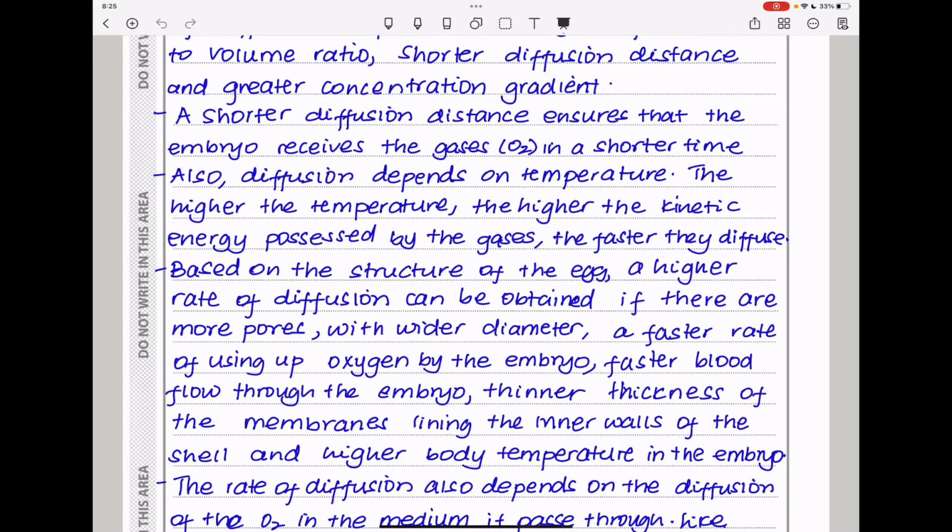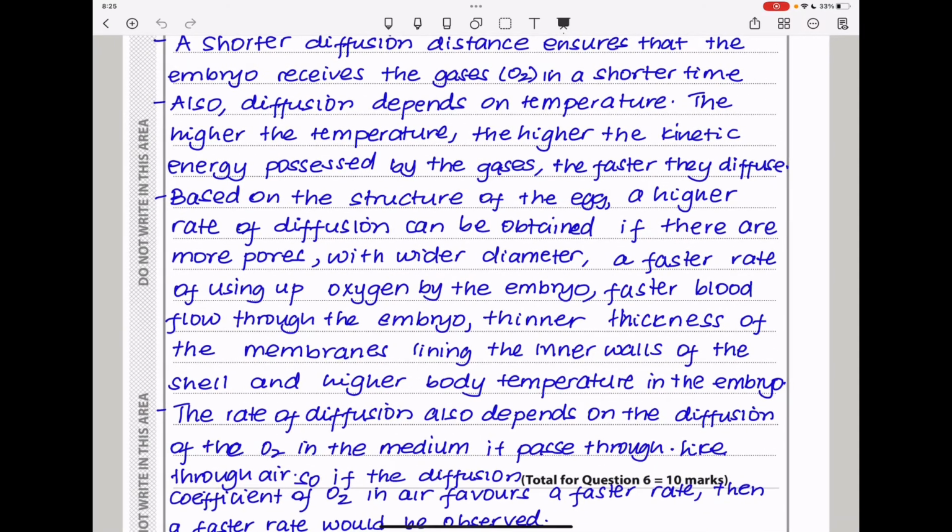Faster blood flow through the embryo, a thinner thickness of the membranes lining the inner walls of the shell, and a higher body temperature of the embryo. And again, this is going back to a higher temperature, higher rate of diffusion.